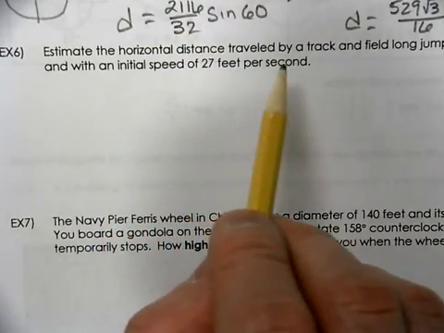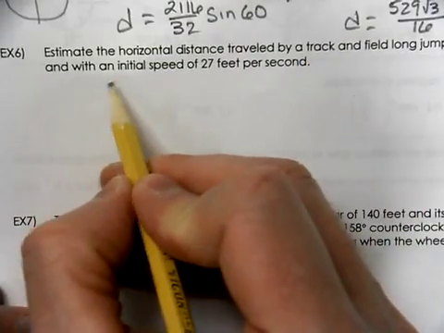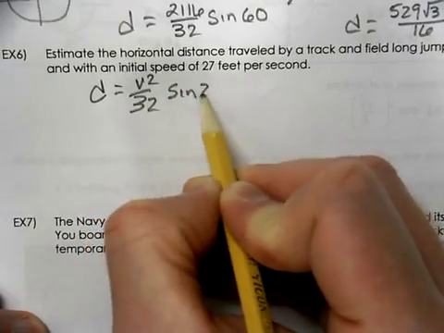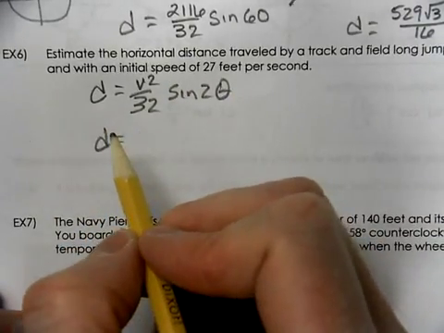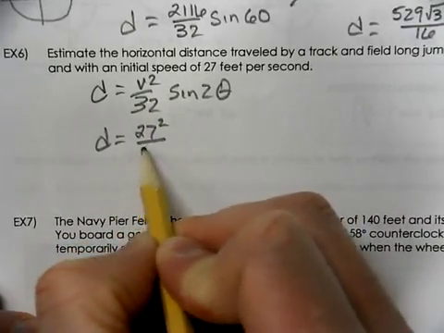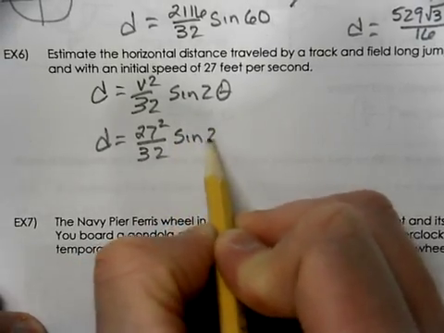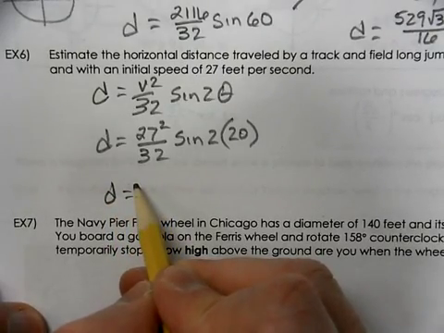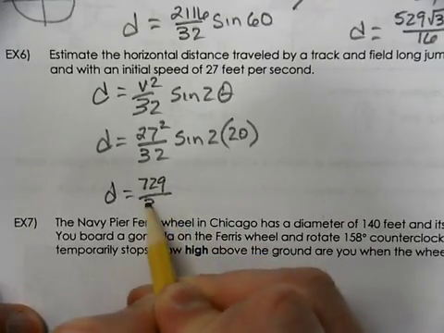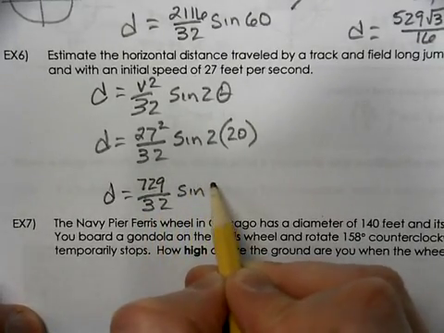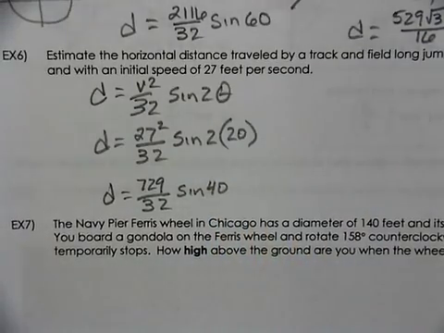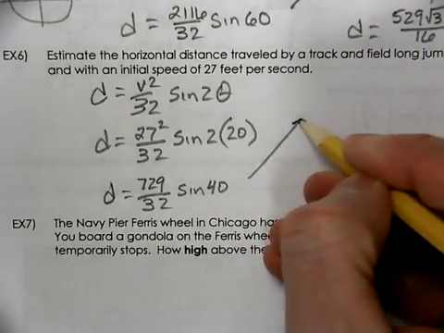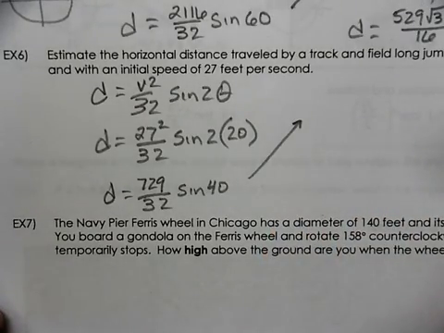We're going to estimate the horizontal distance traveled by a track and field long jumper. We have our formula. We have a speed of 27 squared over 32 times a sine of 2 times theta. Our 27 squared is 729. Two times 20 is 40. Now the sine of 40 is not part of the unit circle, so we would need to use a calculator for the sine of 40. Just be sure you're in degree mode.